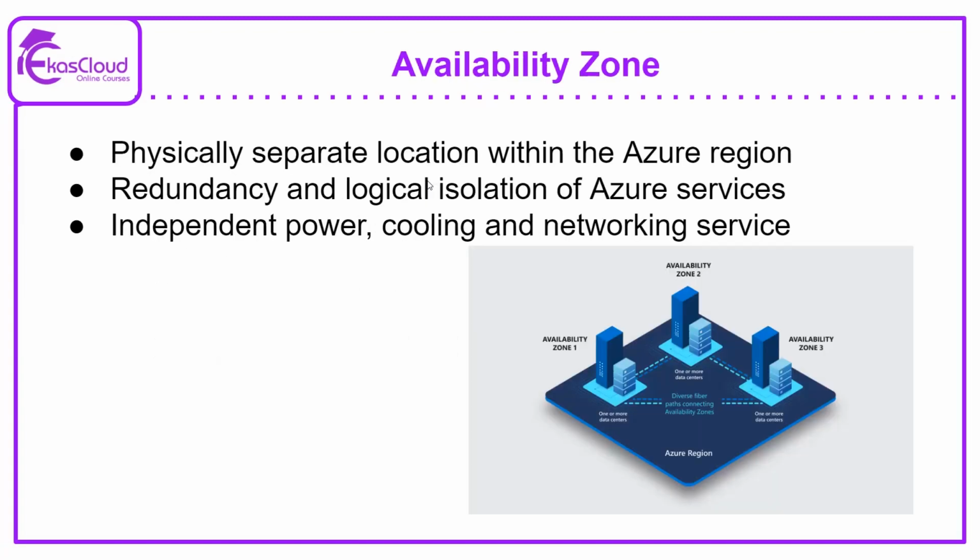Next is availability zone. Availability zones are physically separated locations within each region that are tolerant to local failures. And these failures can range from software and hardware failures to even natural calamities. Tolerance to failures is achieved because of redundancy and local isolation of services. And to ensure resiliency, a minimum of 3 separate zones will be available in each region.